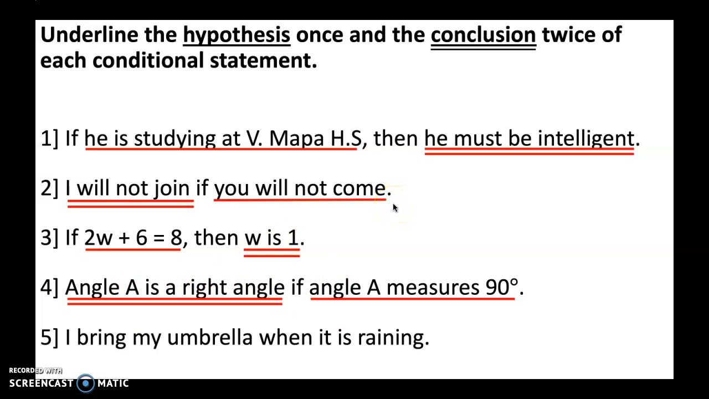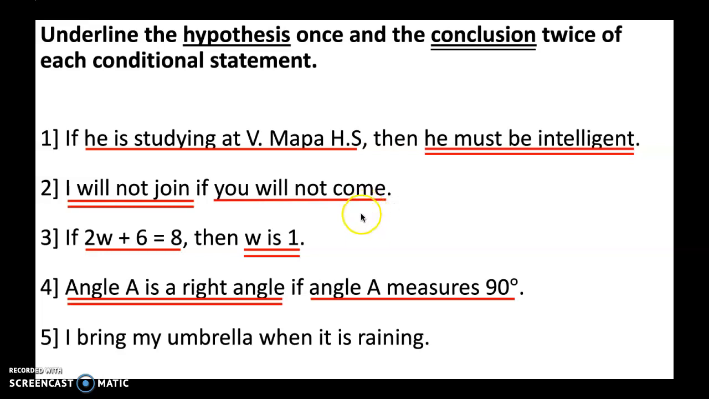Number 5: I bring my umbrella when it is raining. Another way to determine the hypothesis and the conclusion: if this will happen, then that will happen. So we should determine what will happen first, and that is our hypothesis. And what will happen next will be our conclusion.